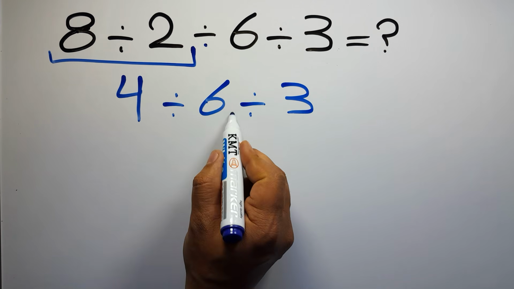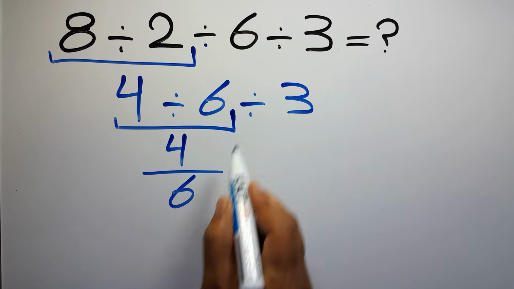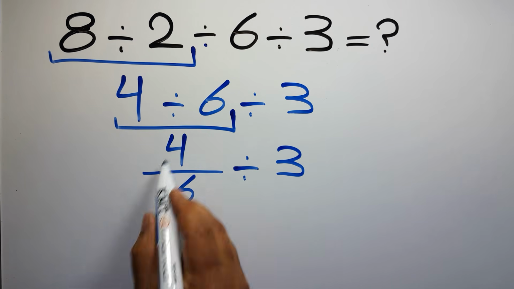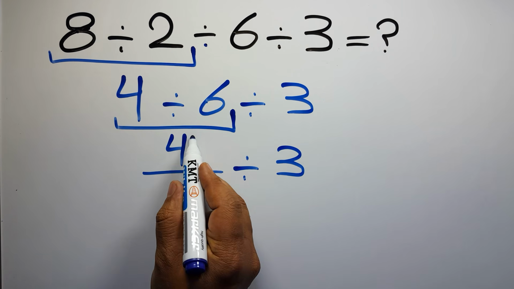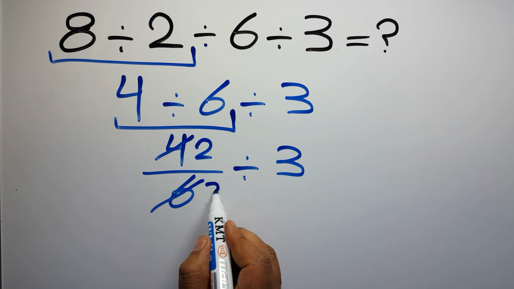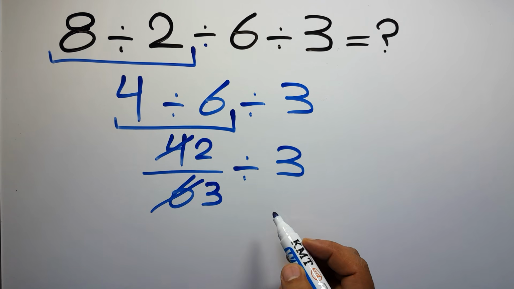4 divided by 6 can be written as 4 over 6. Then divided by 3. Now let's simplify this fraction. 4 divided by 2 gives us 2, and 6 divided by 2 equals 3. So we have 2 over 3 divided by 3.